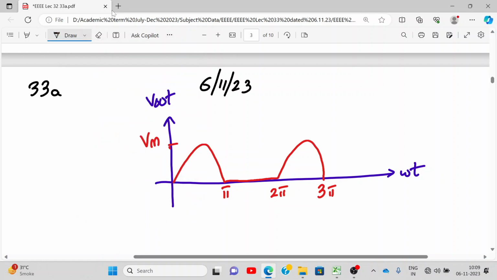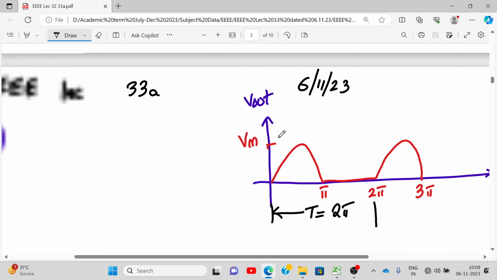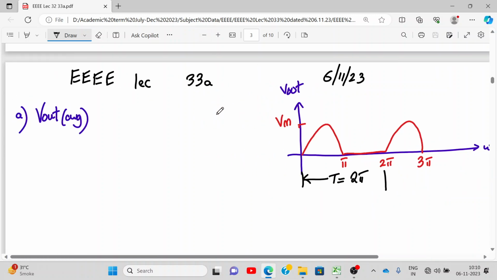What is the period of this waveform? Pi or 2 pi? When does the waveform repeat itself? 2 pi. So the capital T period is 2 pi. Now we have to find the average value of this. We have done this before, so I hope that you all will be confident in solving this.